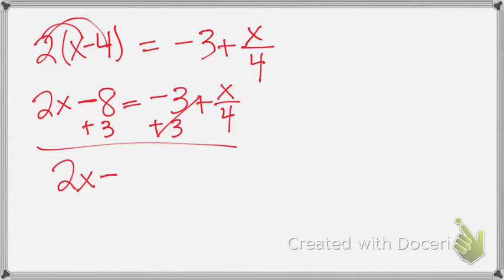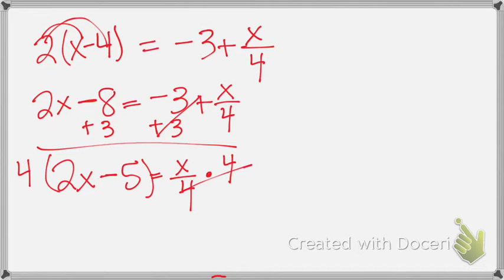2x minus 5 is x over 4. Multiply by 4. These cancel. We are left with 8x minus 20 equals x.